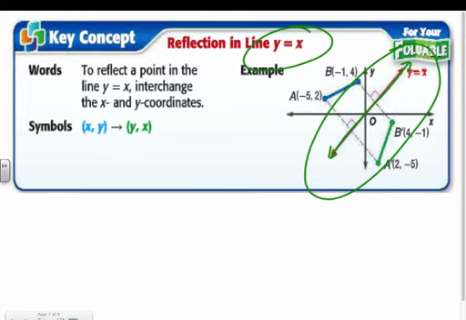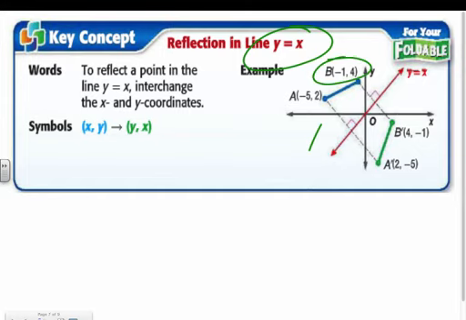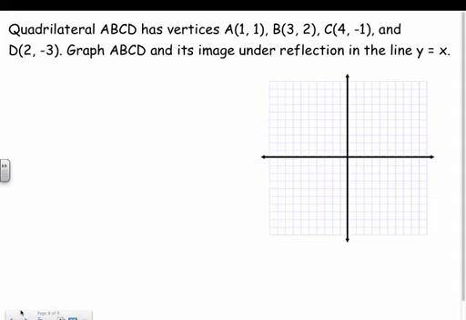And all that happens is, if I take a look at an example, if I reflect in that line for B, -1, 4, the coordinates just switch spots. So the 4 becomes the x, and the -1 becomes the y for B prime. That's all that happens. And you can see that right here. So (x, y) becomes (y, x). So all you do is just switch the spots of the coordinates. So let's try one of those quickly. Show you how easy it is.